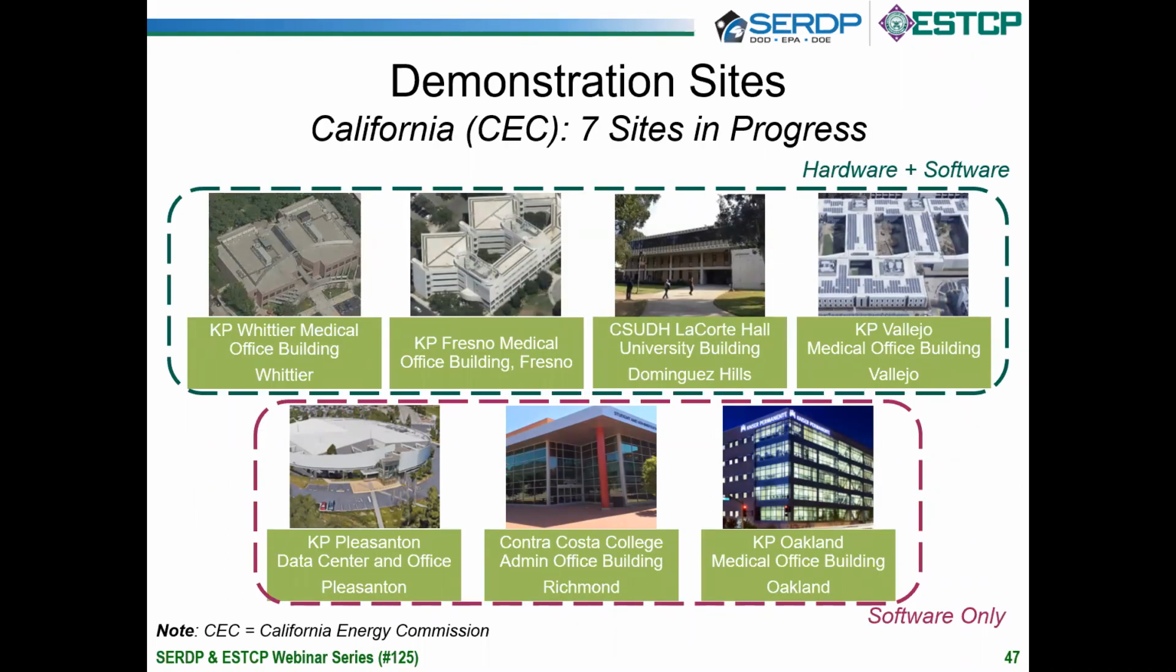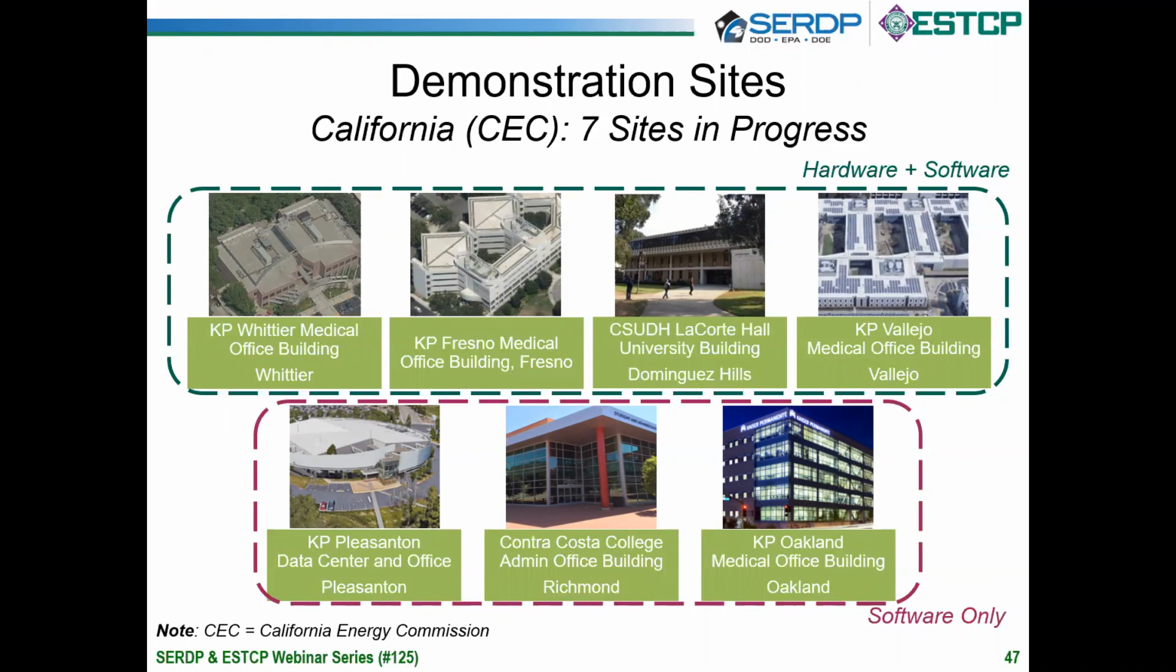So there are 11 demonstration sites in total. 7 of these sites are in California, shown here. These California sites range in size from 34,000 to 250,000 square feet. They're in university and healthcare buildings. The space types are office, outpatient medical office buildings, and classrooms across a variety of climate zones. You can see on the bottom left there that says Pleasanton Data Center and offices. We're not intervening in the data center there. It's just the office portion of the building that supports the data center.